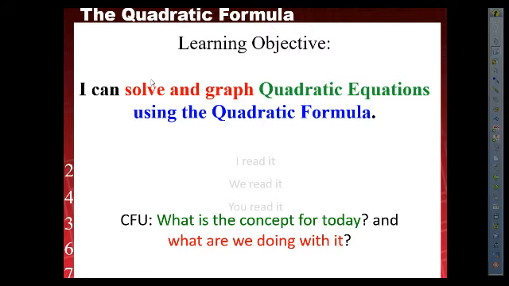And our objective for today, can you read that for us, Caleb, please? I can solve and graph quadratic equations using the quadratic formula. On 3, 1, 2, 3, I can solve and graph quadratic equations by using the quadratic formula.